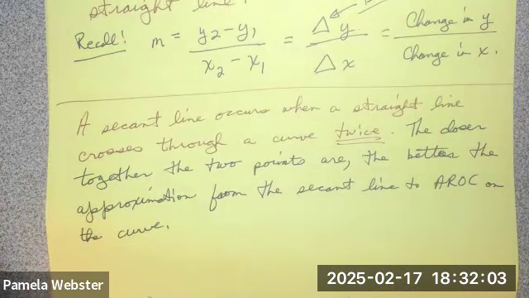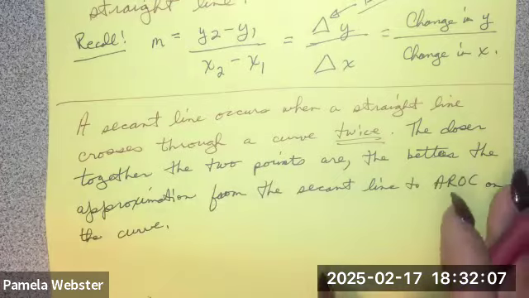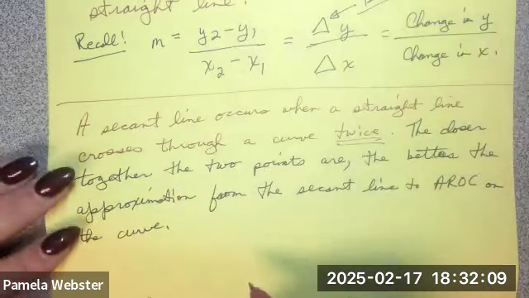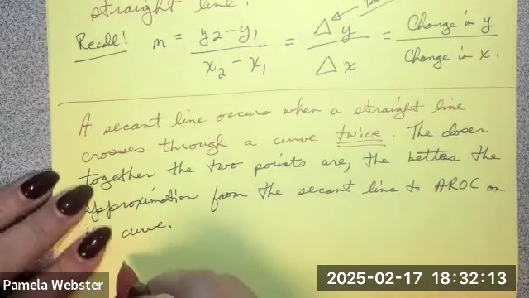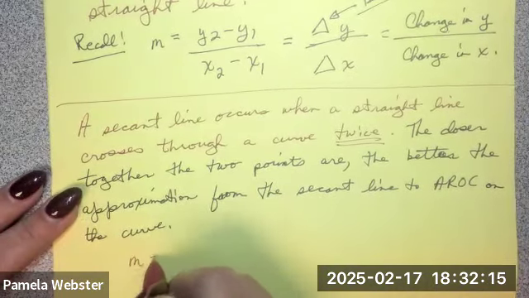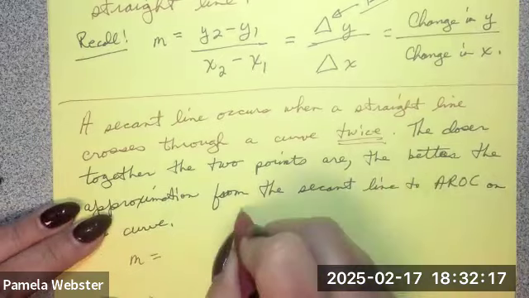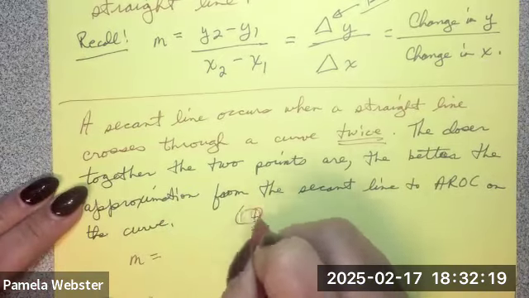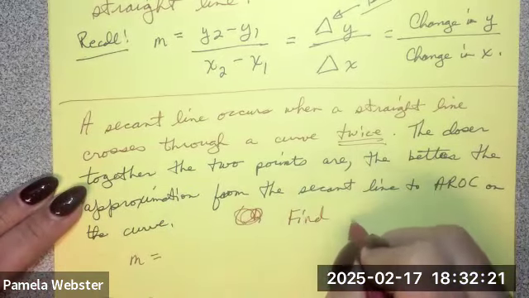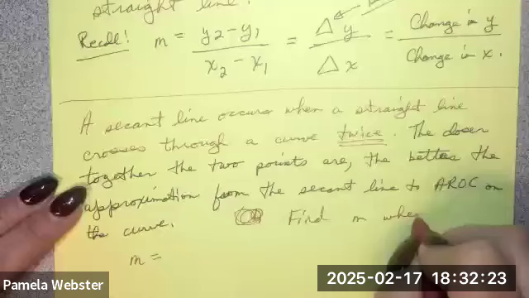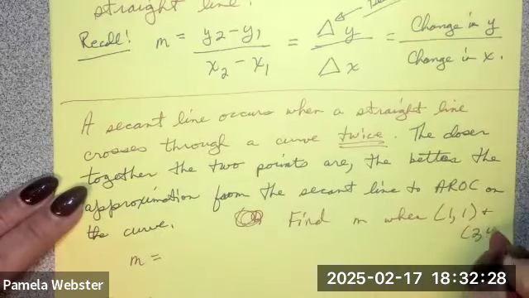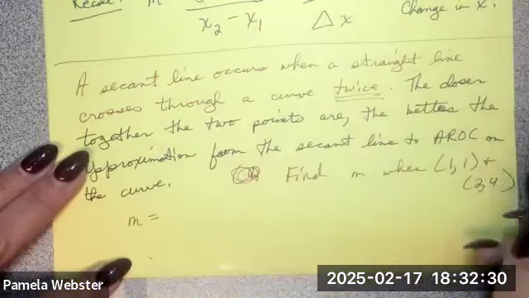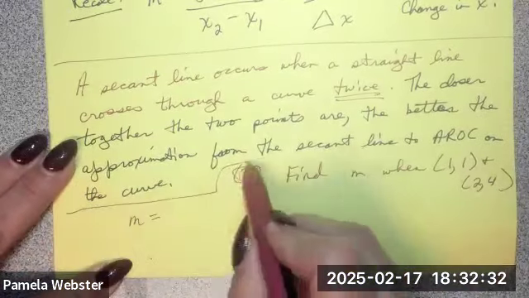Okay, so let's look at this. Let's do a couple of these and see. Okay, so we've got this parabola. We know it's y equals x squared. We've got two points. So let's find, first of all, the slope, find the m when we have (1, 1) and we have (2, 4). Okay, so that's kind of the idea of what I'm asking you to do here.